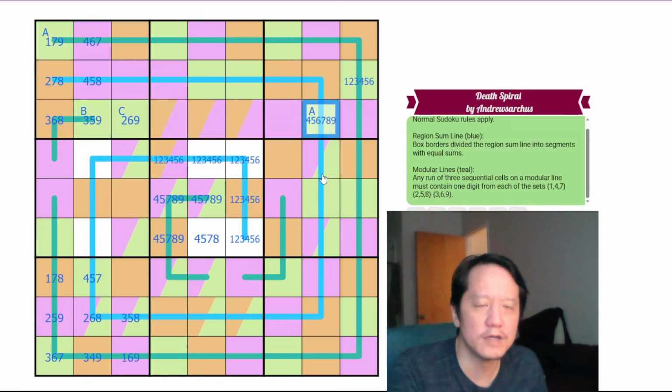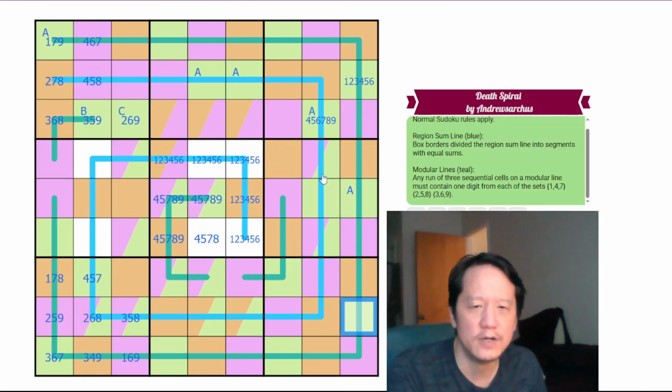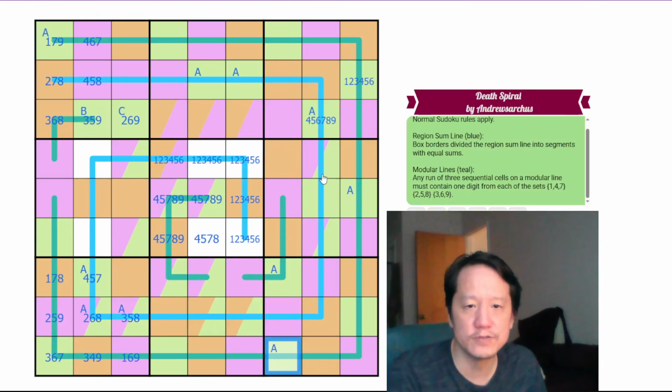So this is A. A definitely has to be one of these two. A cannot be here, so A is here. A cannot be here. But it could be either of these two. A can't be here. A is definitely one of these. A is also one of these two.